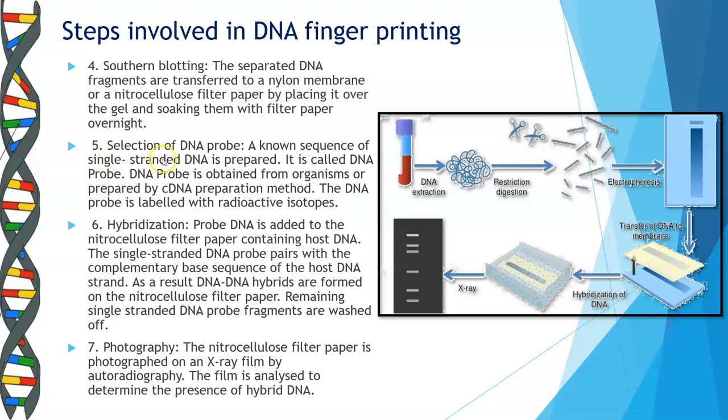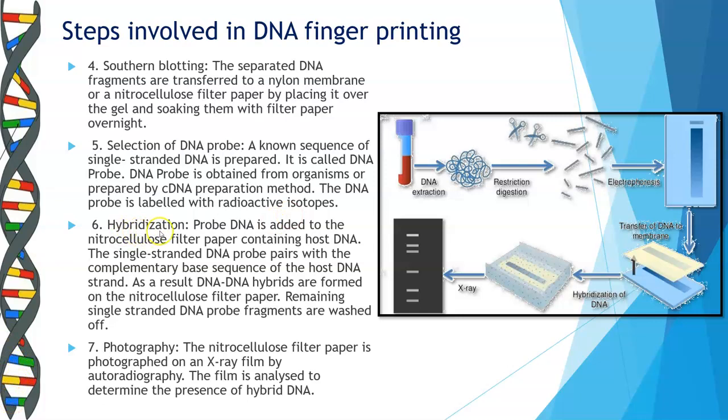The next step is selection of the DNA probe. A known sequence of single-stranded DNA is prepared. It is called a DNA probe. The DNA probe is obtained from organisms or prepared by complementary DNA preparation methods. The DNA probe is labeled with radioactive isotopes.